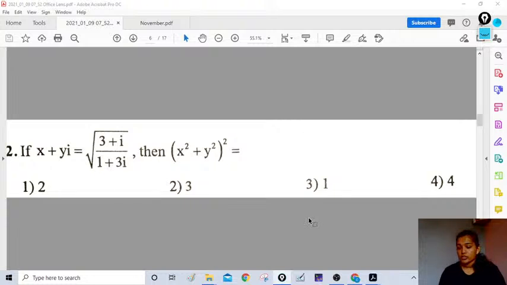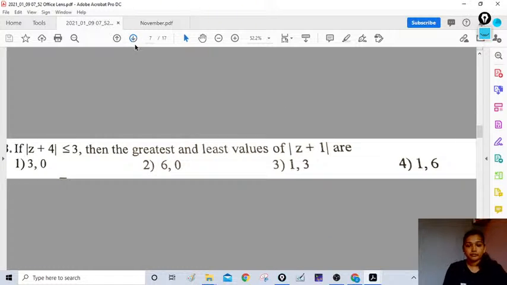Right then, students, let's proceed with the next question. Here we have the next question. If modulus of z plus 4 is less than or equal to 3, then the greatest and the least value of modulus of z plus 1 are which of the following?